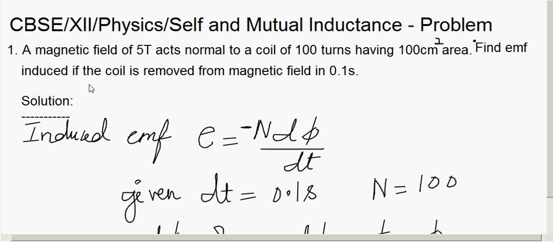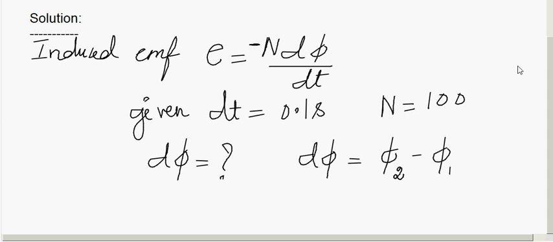Now the coil is removed from magnetic field. The coil is removed means at the end the flux will be 0. Why? Because the coil is already removed from the magnetic field, so flux linking the coil will be 0. Therefore phi 2 is 0. Now what is phi 1? So phi 1 is N into B into A, but N I have already taken here, so it is B into A.